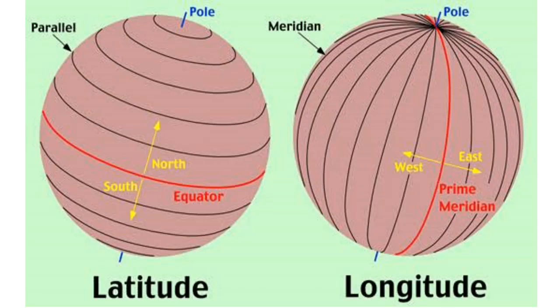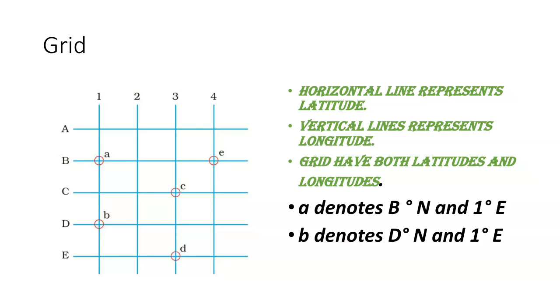And again, this is also the difference between latitudes and longitudes. This is the grid, the combination of both horizontal lines and vertical lines. Horizontal lines represent latitudes and vertical lines represent longitudes. The combination of latitudes and longitudes gives us the grid. And we can also have some problems using this grid to denote degrees.